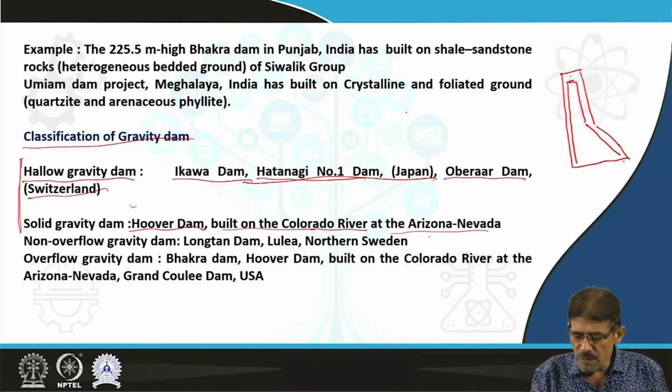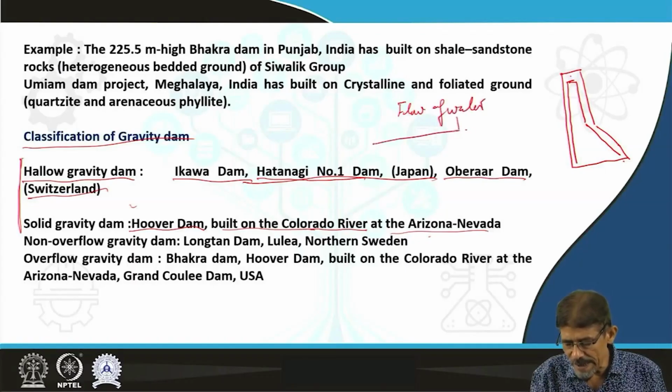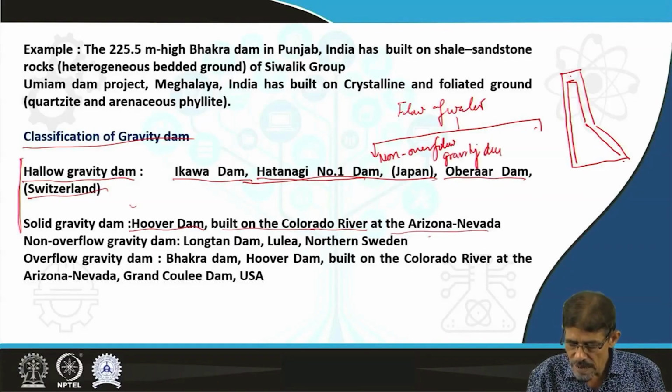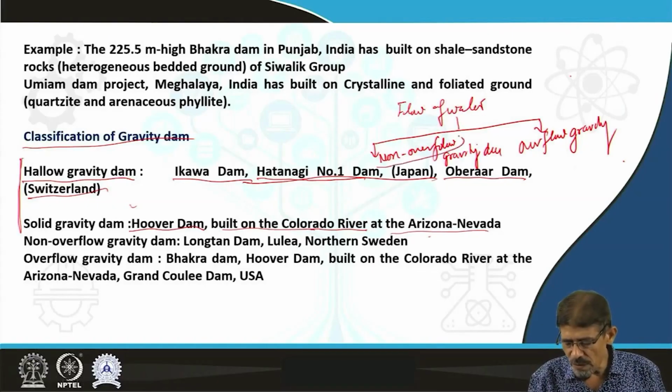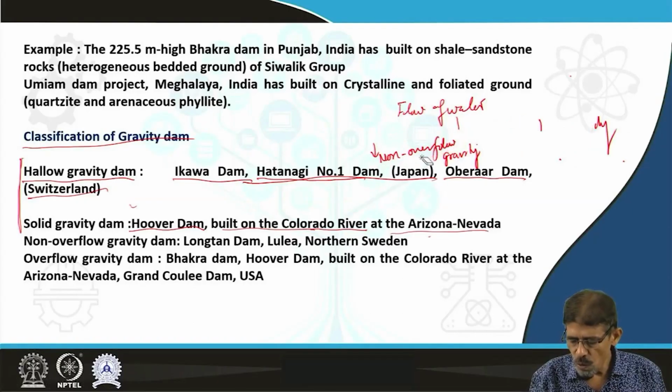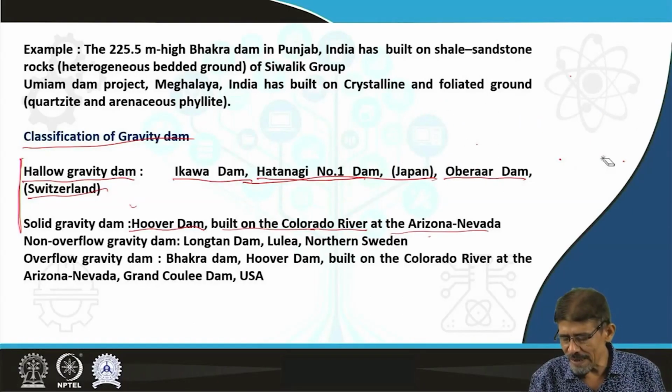Based on flow of water, the gravity dam can be categorized in 2 categories: non-overflow gravity dam and overflow gravity dam. Very simple. A non-overflow gravity dam is a normal dam. We have no opening for proper release of water in this type.